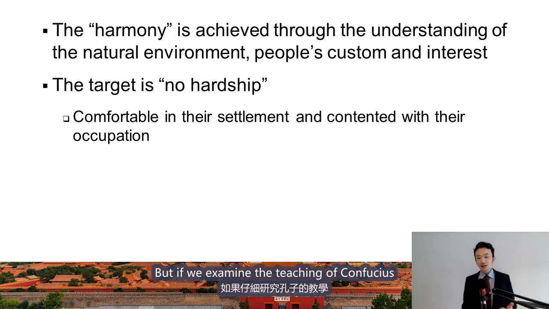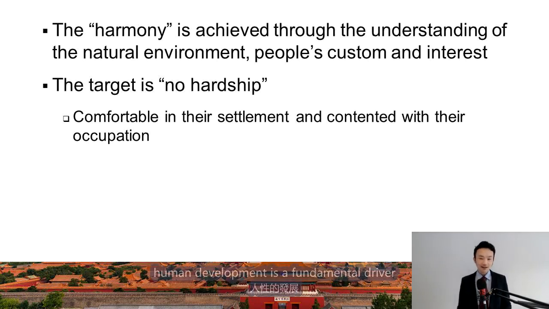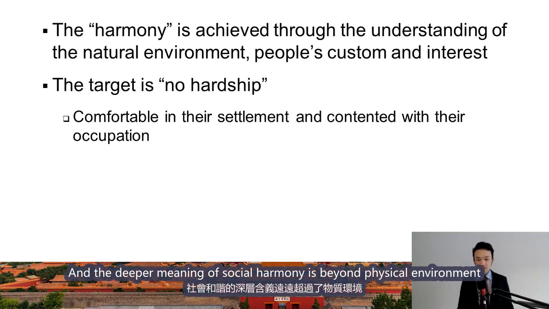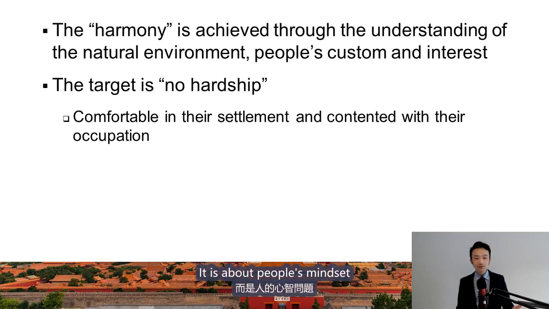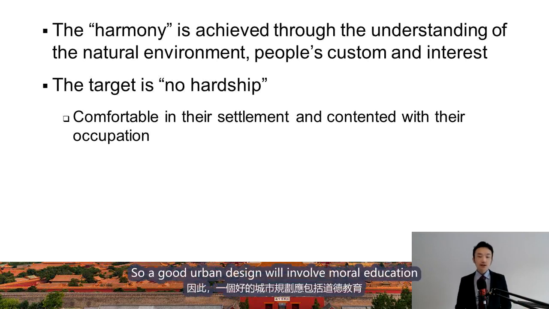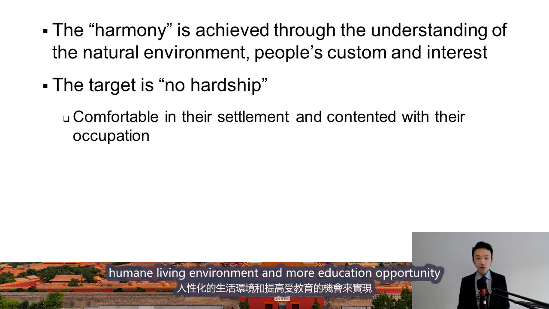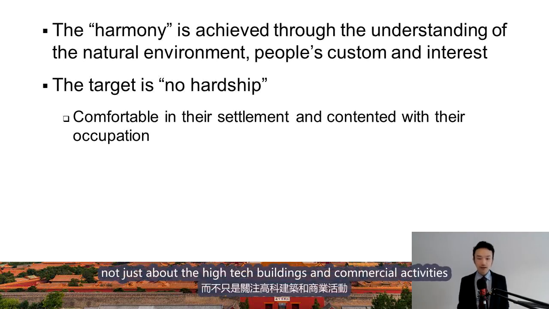But if we examine the teaching of Confucius, it's quite clear that human development is a fundamental driver of property and urban development. And the deep meaning of social harmony is beyond physical environment. It is about people's mindset. So a good urban design will involve moral education. And this can be realized through a more humane living environment and more education opportunity, and not just about the high-tech buildings and commercial activities.